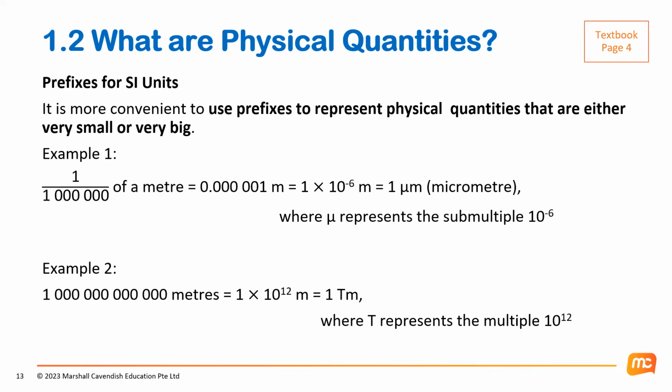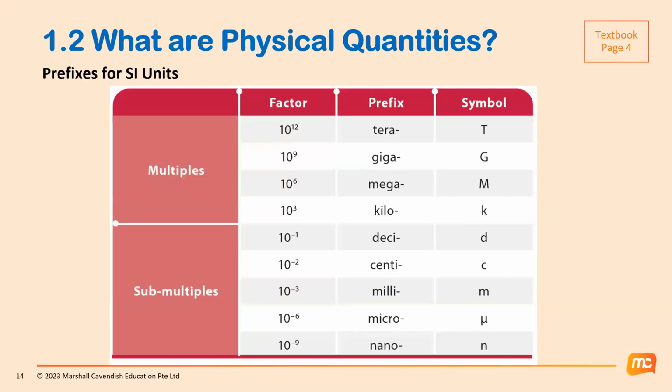In physics, sometimes when we measure things, the numbers don't come out very nice. It can be very big or very small. So we often use prefixes to represent things that are very big or very small. This is a list of prefixes that can be found in your textbook, and you need to know them. Very, very big numbers are represented by prefixes from kilo onwards. Kilo is small letter k, and the factor is 10 to the power 3. Mega is big M, and the factor is times 10 to the power 6. Giga, big G, is times 10 to the power 9, and tera, big T, is 10 to the power 12.